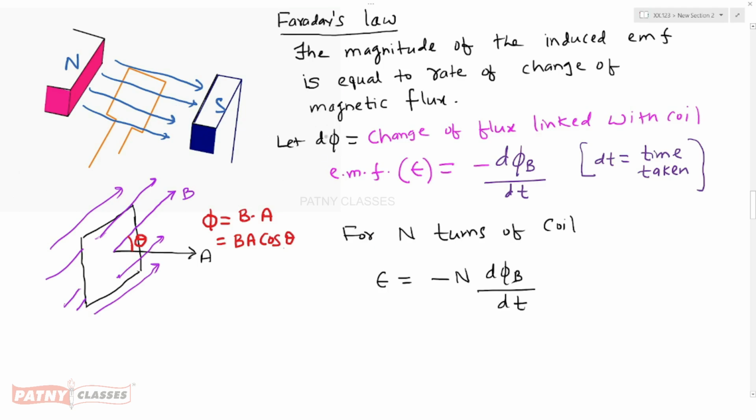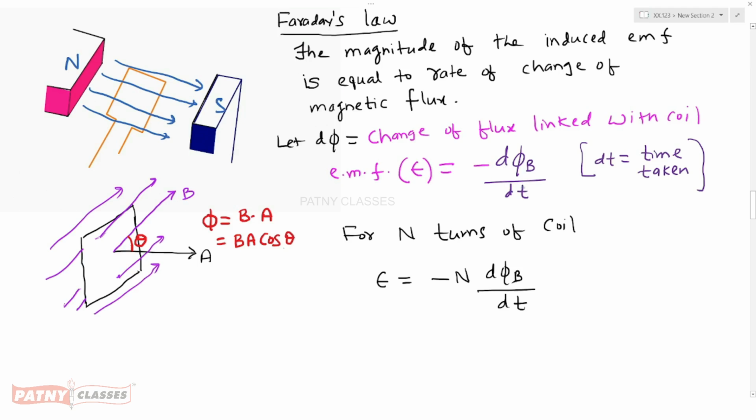For example, a flux of dΦ is changing. This flux is linked with the coil and is changing in time dt. Then EMF E equals minus dΦB upon dt. This is the formula given by Faraday's laws of electromagnetic induction.